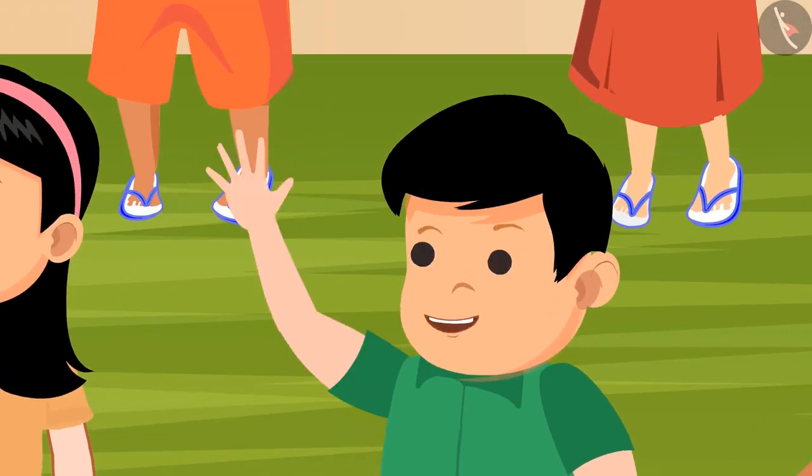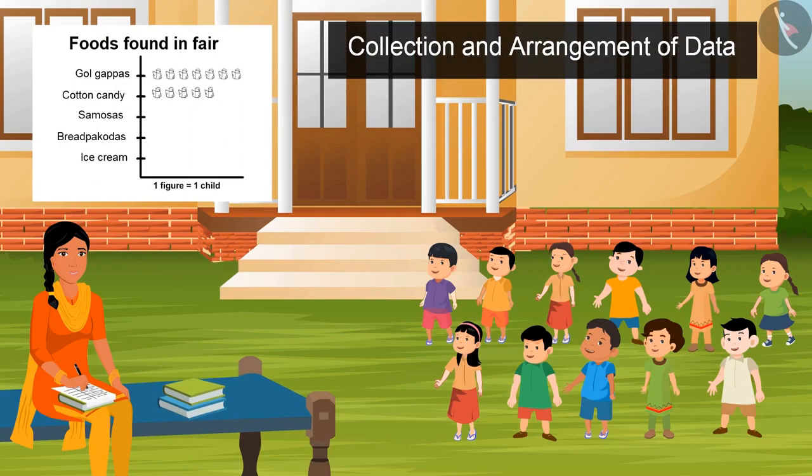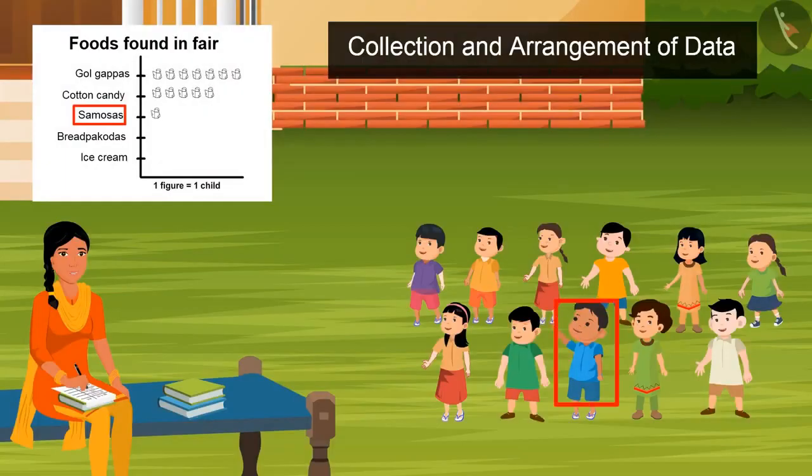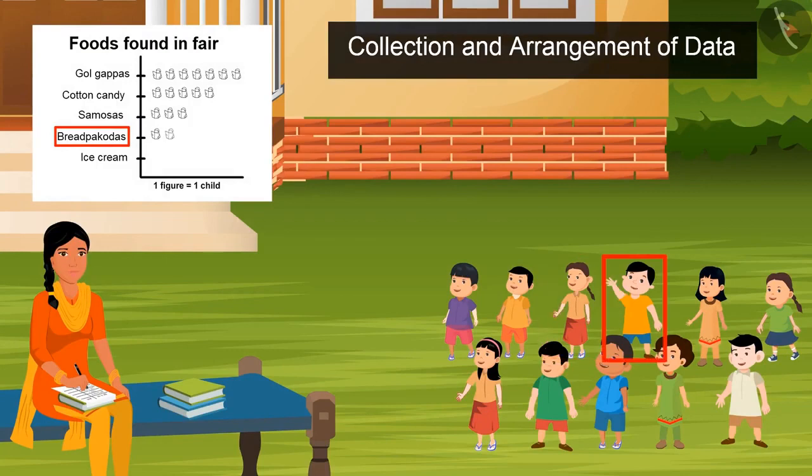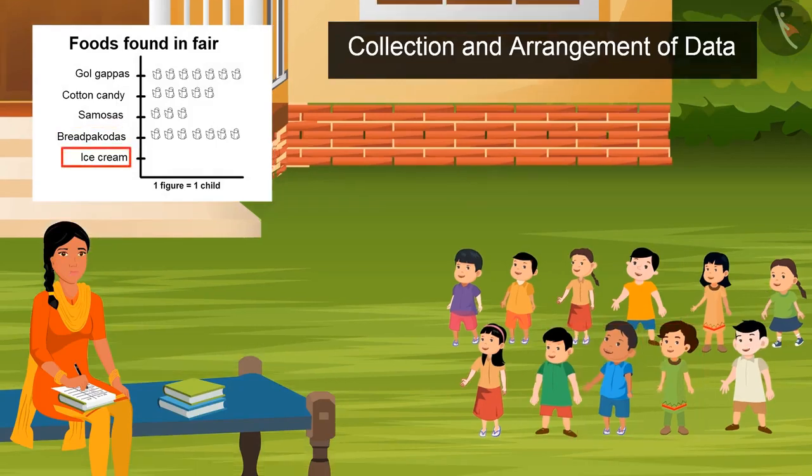Sister, I have cavities, so I can't eat sweet things. Okay, who all wants to eat samosas? 1, 2 and 3. Who all wants to eat bread pakoras? 1, 2, 3, 4, 5, 6 and 7. Who all wants to eat ice cream? 1, 2, 3, 4, 5, 6, 7 and 8.